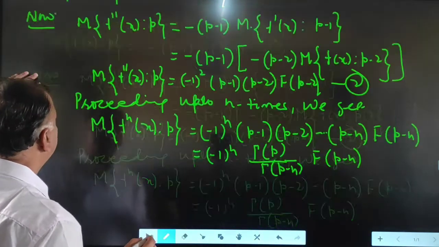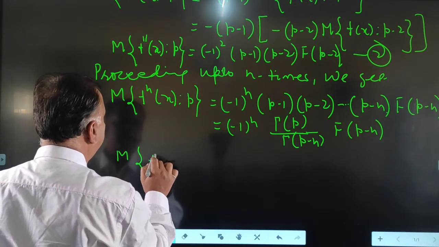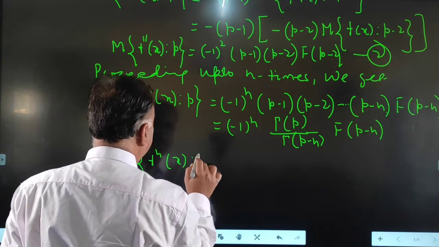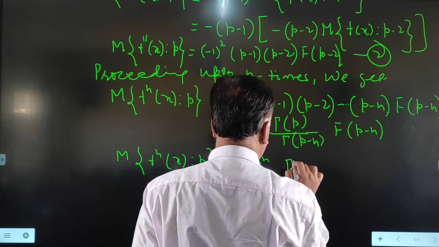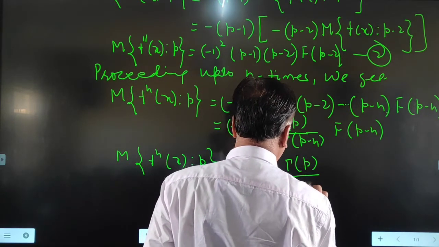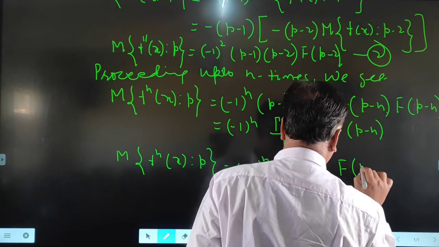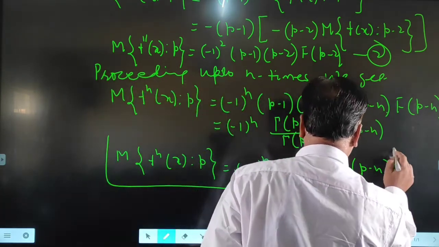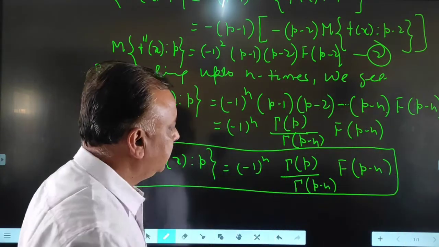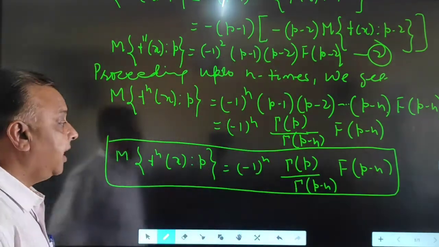So we get an important result: the Mellin transform of f^n(x) with respect to p is equal to (minus 1) raised to n gamma of p upon gamma of p minus n into F(p minus n). F(p minus n) is the Mellin transform of the function f(x) with parameter p minus n, equation 3.